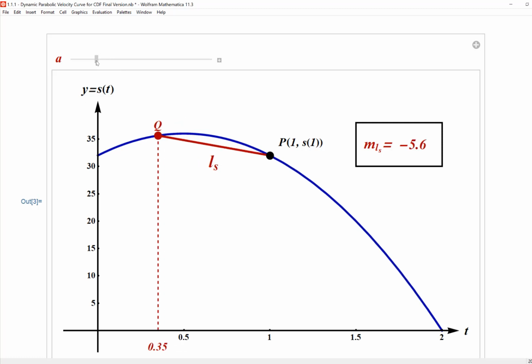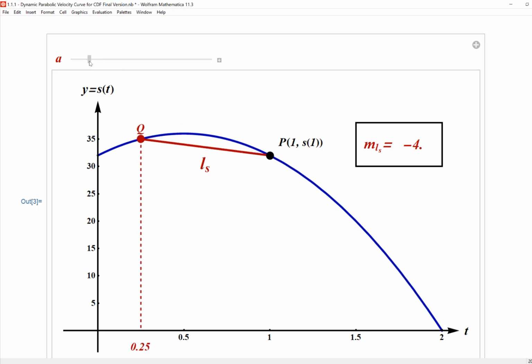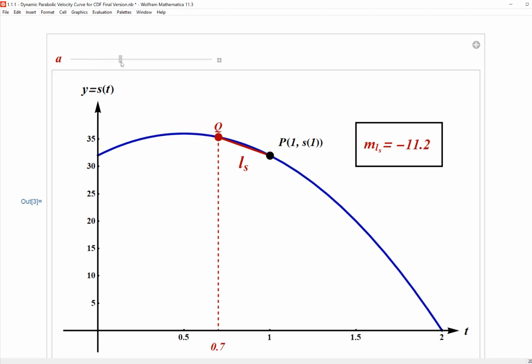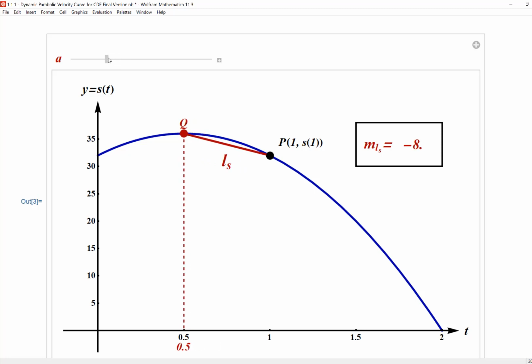So if I move it to the left a little bit, the line is getting less steep, and correspondingly, the magnitude of my slope is getting smaller. And if I move it this way, it gets a little steeper, the slope becomes steeper, but still negative. And so that's what we're saying: we're going to consider any of these average velocities as the point P stays fixed at t equals 1 second, and as Q moves around.